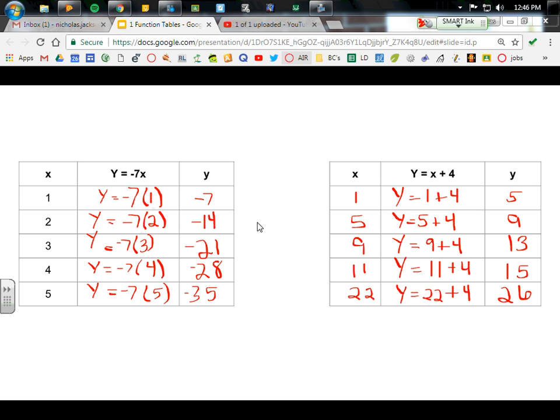All right? This is a basic overview of functions and function tables. It will get harder later.